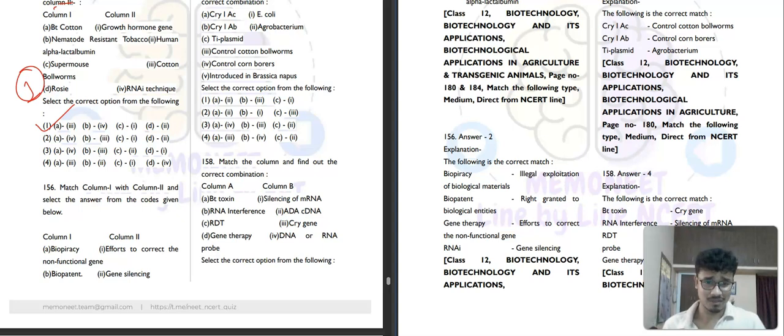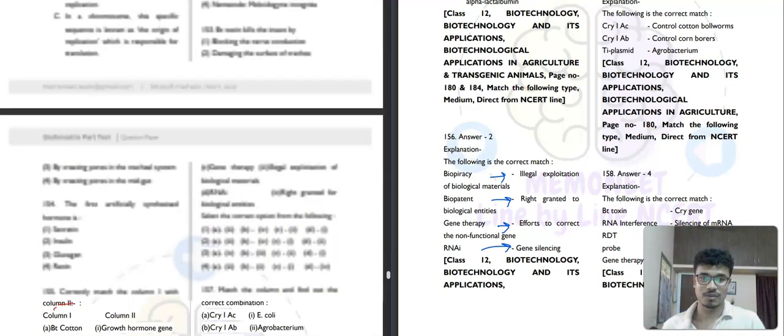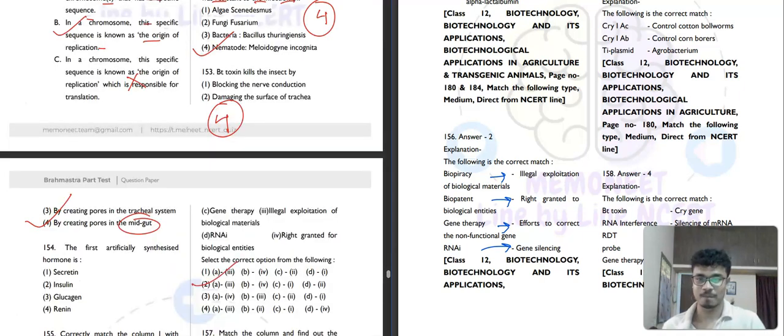Biopiracy, what does it mean? It means illegal exploitation of biological material. Okay. And biopatent is the right granted to biological entities. Gene therapy is the effort to correct the non-functional gene. And RNAi means gene silencing. So, our correct answer for this question will be option number second.